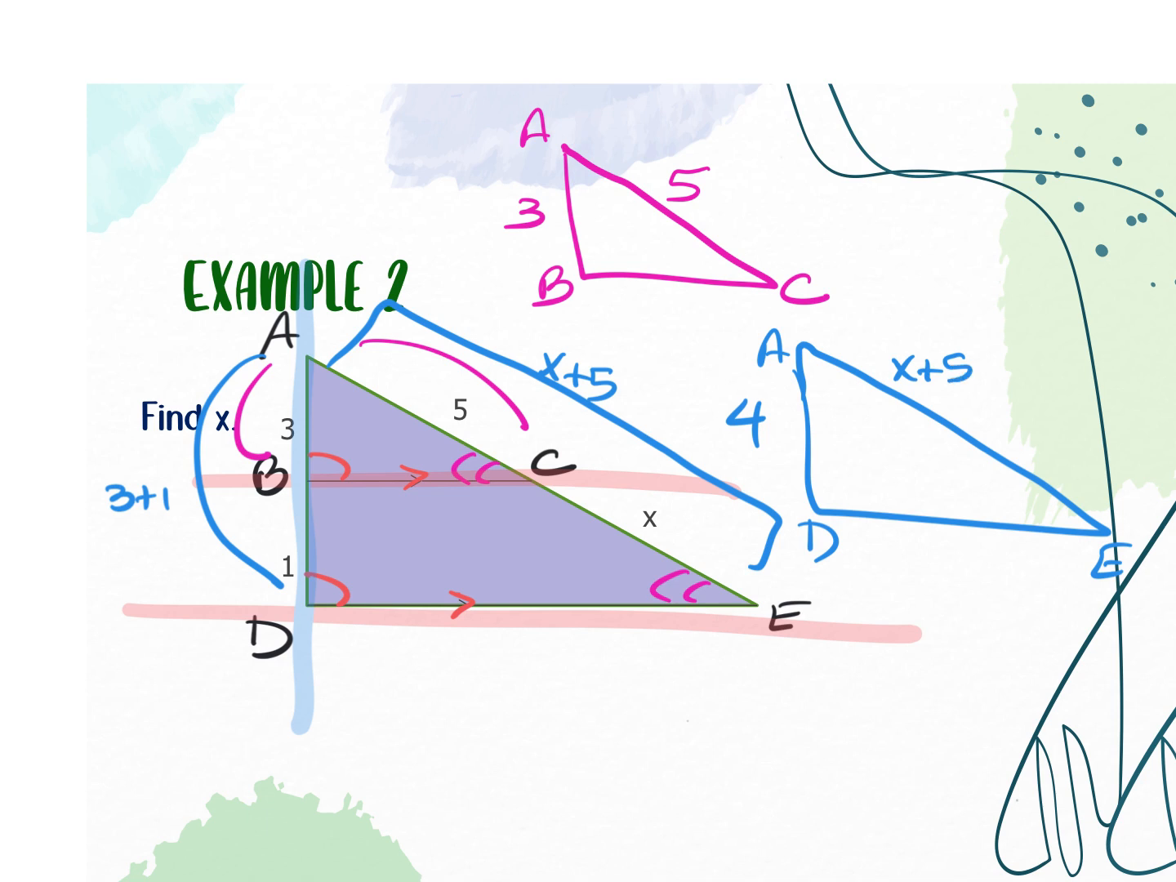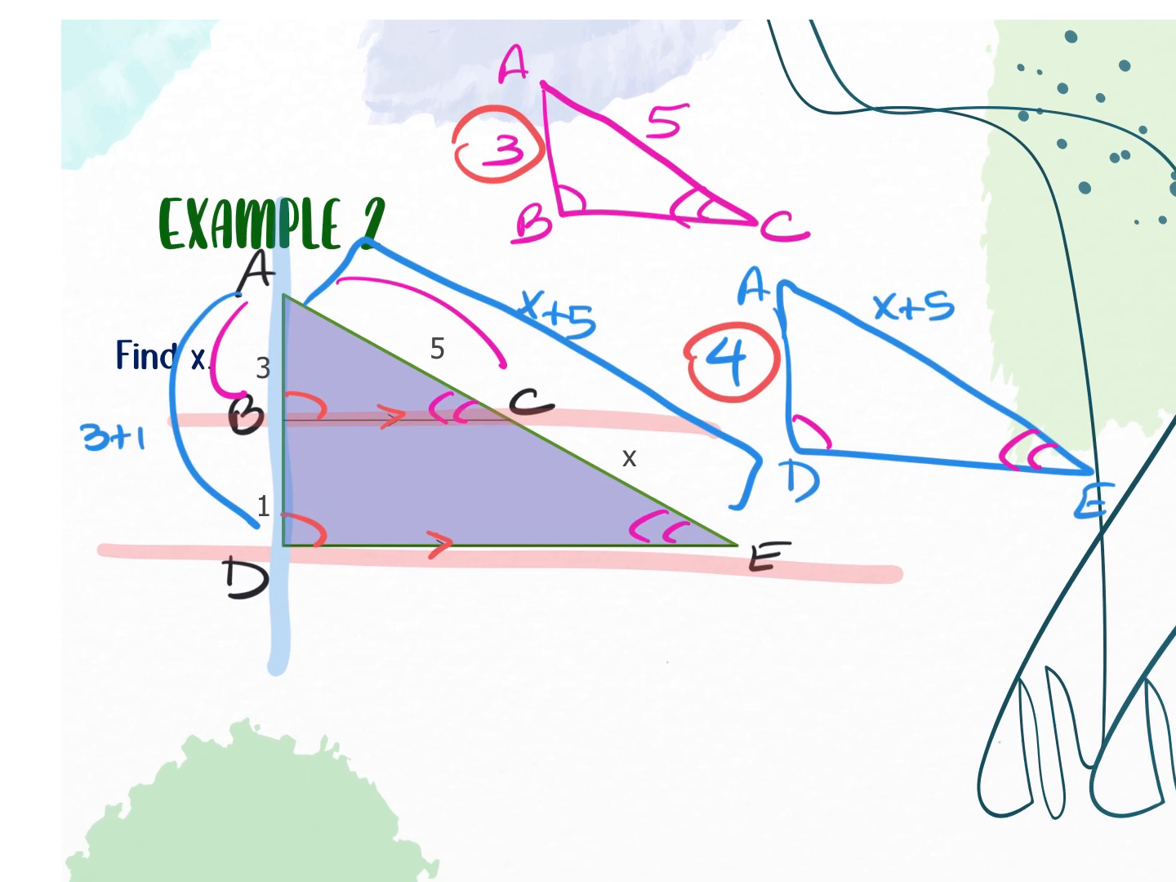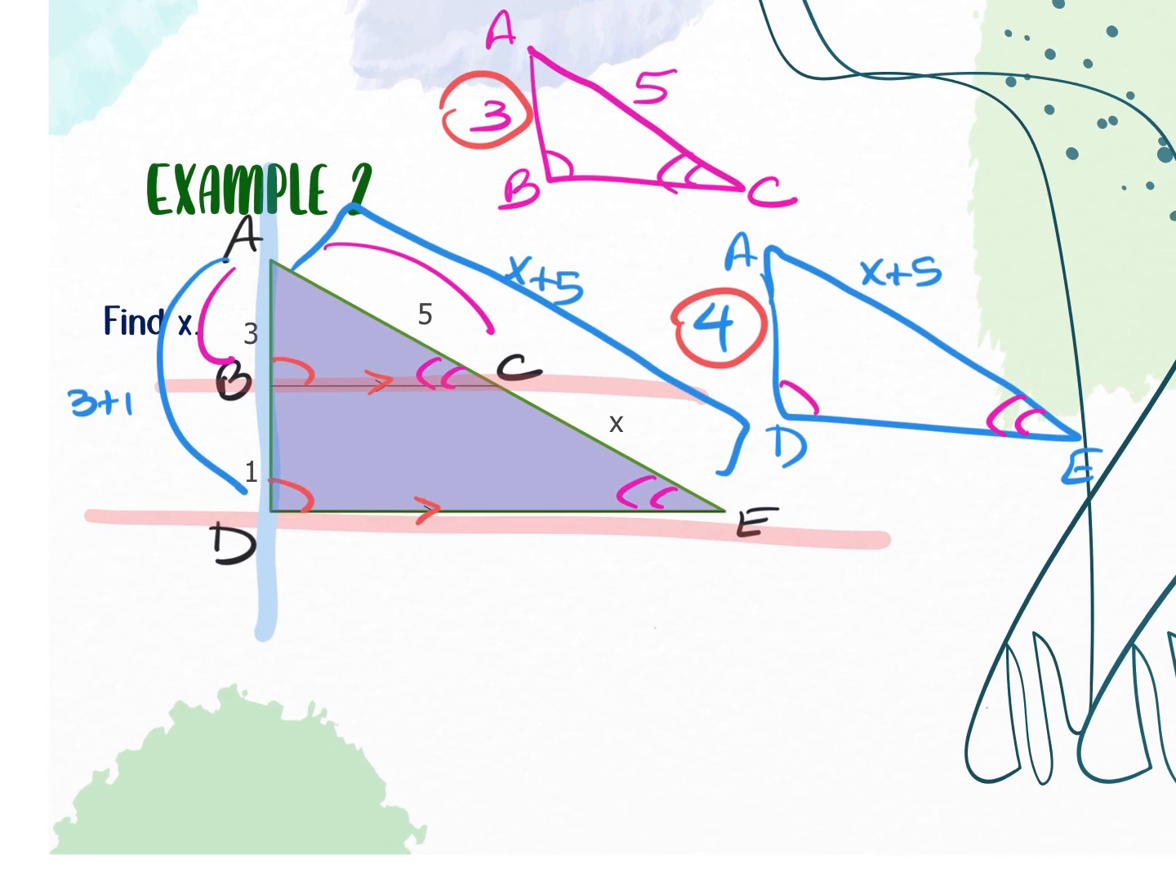Now, I know they're similar because I found the congruent angles. And I can say they're similar by angle. So now I'm going to look for the corresponding sides. So I can see that AB is the corresponding side match with AD. And I'm going to put those together in a fraction. Technically, it doesn't matter if I do 3 over 4 or 4 over 3. I'm not asking to find a scale factor here. I'm just going to use it in my proportion. And then for the second fraction, I'm going to match the 5 with the x plus 5.